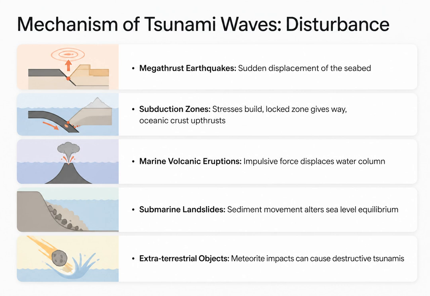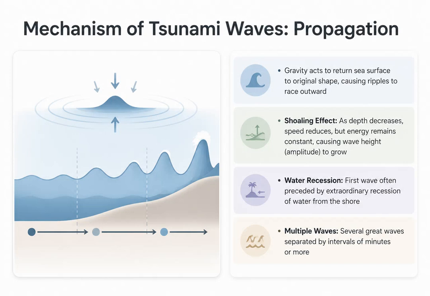Other triggers include marine volcanic eruptions that create an impulsive force, submarine landslides where shifting sediments alter the sea level equilibrium, and even the rare but catastrophic impact of extraterrestrial objects. Once the water is displaced, gravity tries to restore the sea surface to its flat shape, sending ripples racing outward.